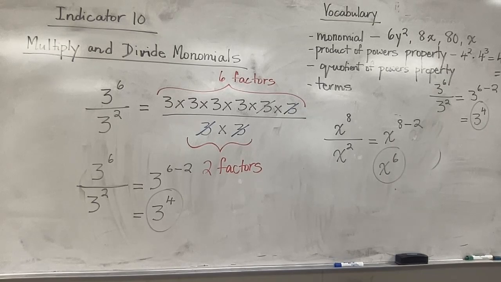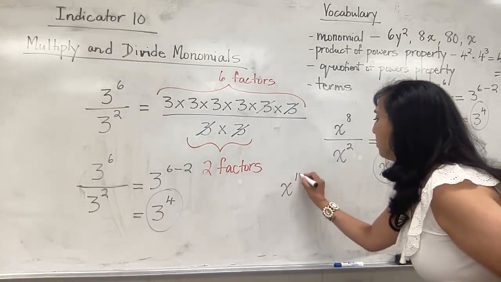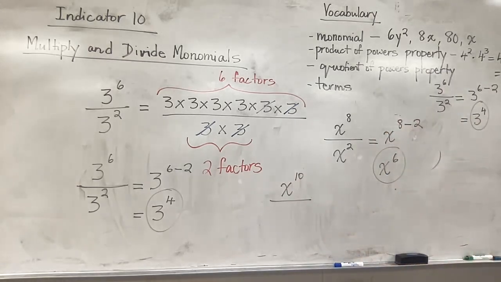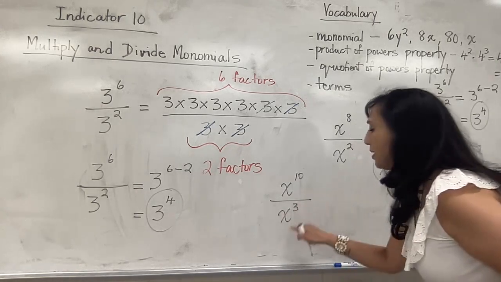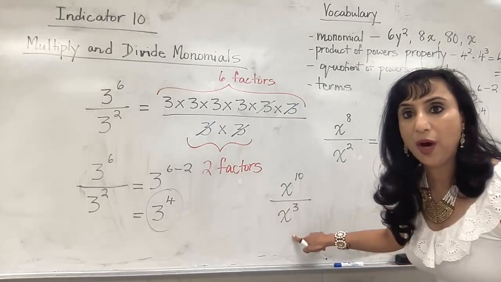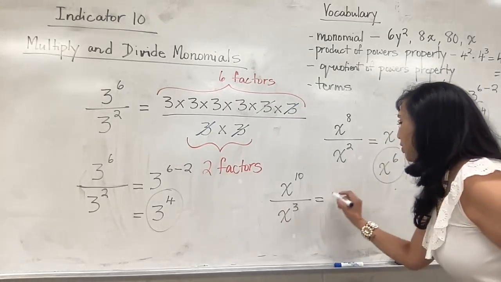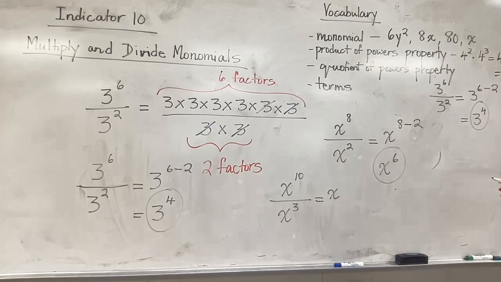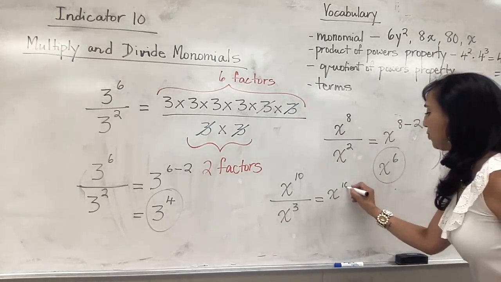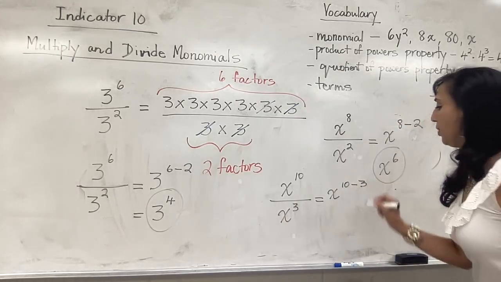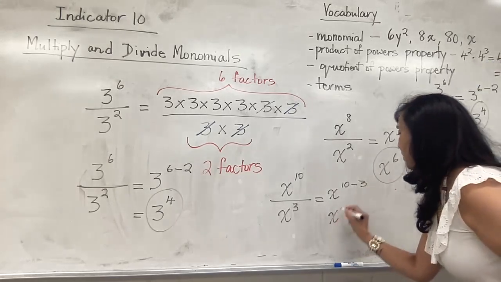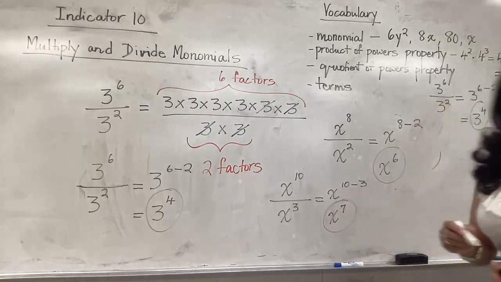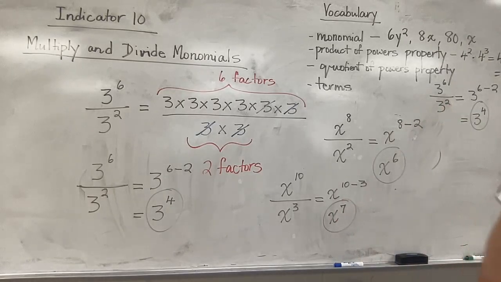If I say x to the 10th power over x cubed, are the bases the same? Yes, they are both x. So I am going to do x, and based on the quotient of powers property, I am going to subtract the exponents. What is 10 minus 3? It is 7. So this is x to the 7th power. And that is my final answer.